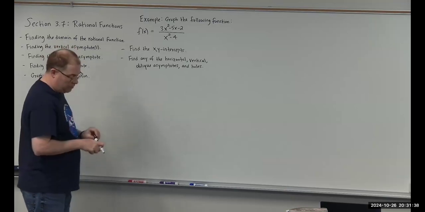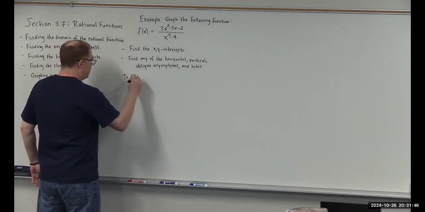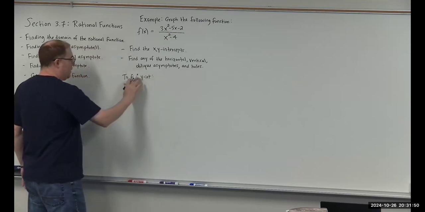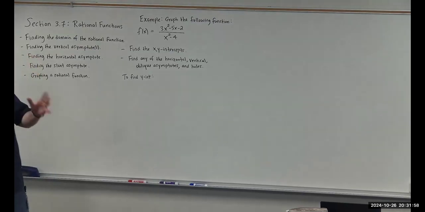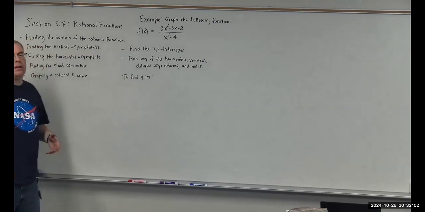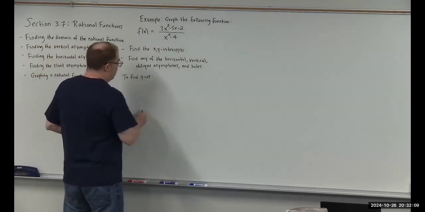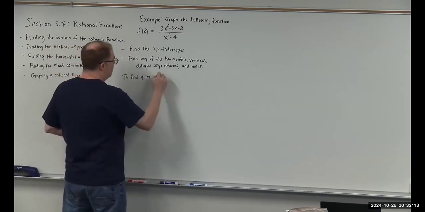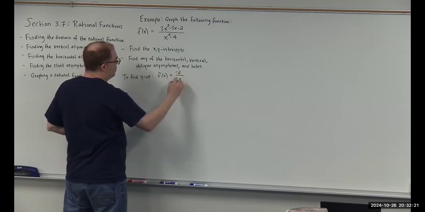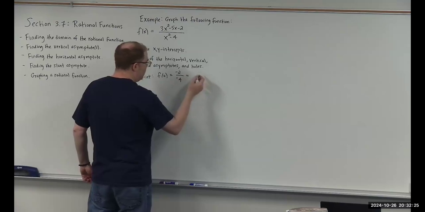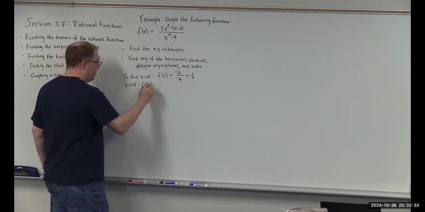Let's go through this. First, let's figure out the y-intercept. To find the y-intercept, remember, that's where the graph is going to cross the y-axis. So we want to figure out what the y value is corresponding to x being 0. We just need to evaluate the function at 0. When you plug in 0 here, you're going to end up getting negative 2 over minus 4. That reduces to 2 over 4, which reduces to 1 half. So the y-intercept is (0, 1/2).